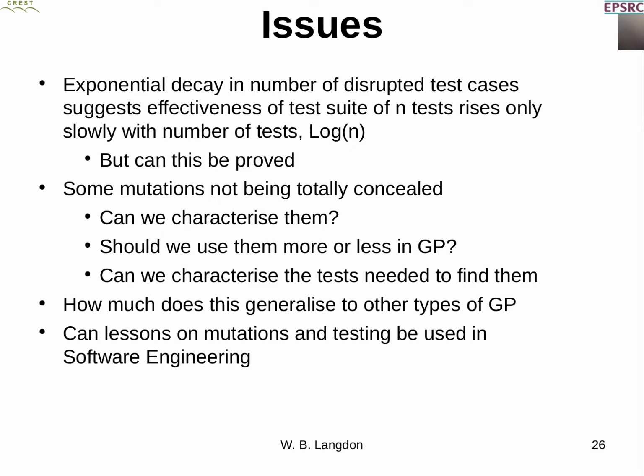To what extent can we generalize this to other types of GP? And in particular, if we can come up with general rules for how to test GP systems, would those rules apply to programming in general? Would the disruption that we see in some mutations also apply in software engineering?